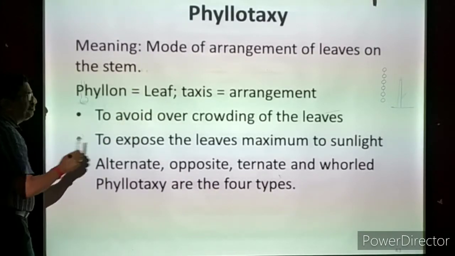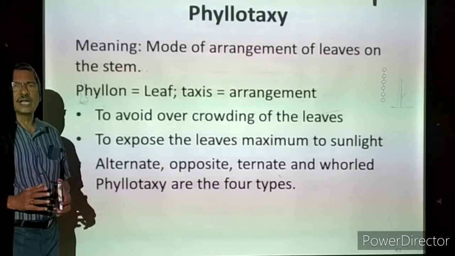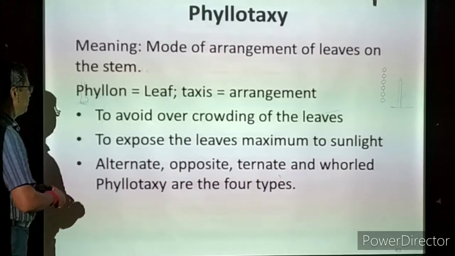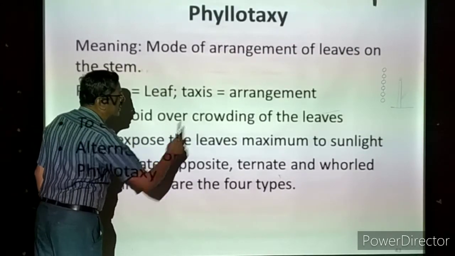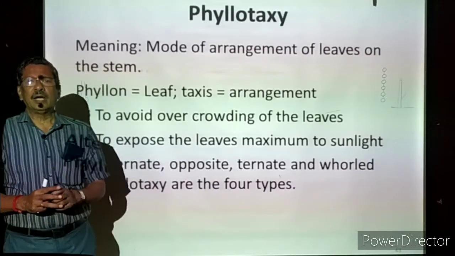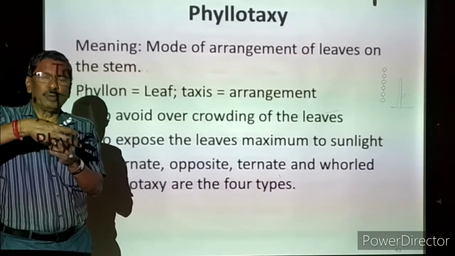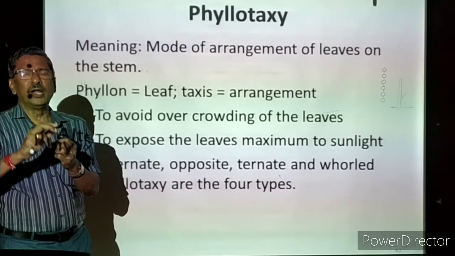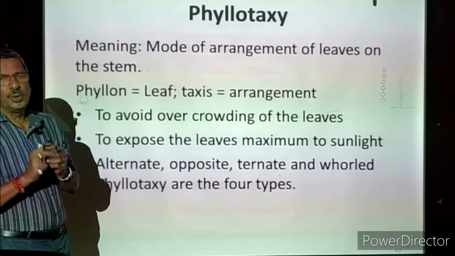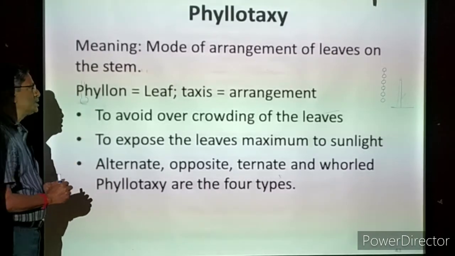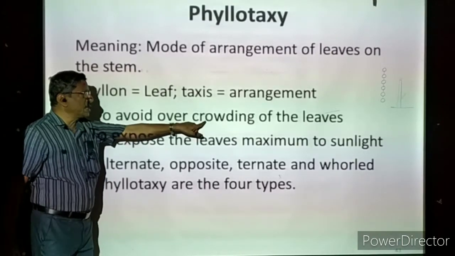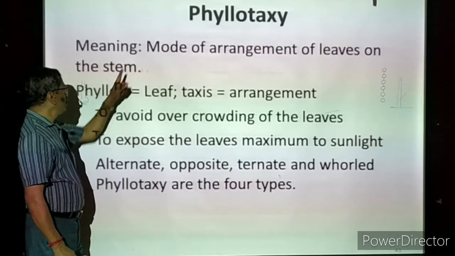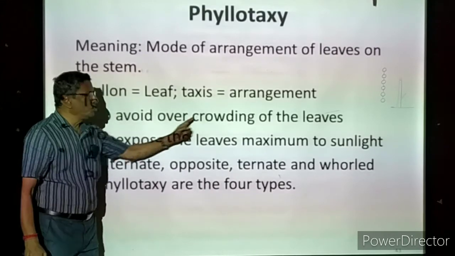Now, why is the phyllotaxy there? Why are the leaves arranged in a special manner? We have to see. To avoid overcrowding. Now, if the arrangement is not proper, all the leaves will be overcrowded. If the leaves are overcrowded, the sunlight will not fall on all the leaves. Only some leaves will get sunlight, others will not get. So that is called overcrowding. But here, the phyllotaxy is to avoid overcrowding.